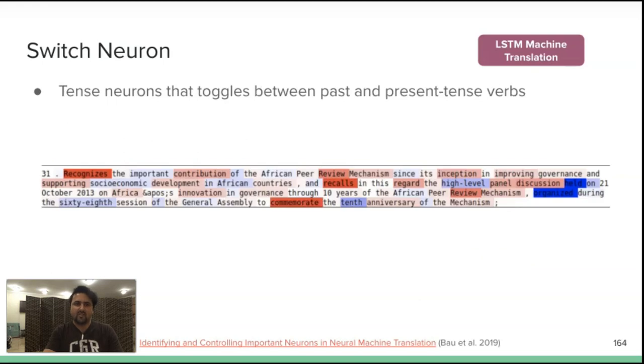One interesting neuron that authors found was a switch neuron, which activates positively for one phenomenon and negatively for another phenomenon. Here you can see that this neuron is activating positively for the present tense verb and negatively for the past tense verb. These are very interesting neurons that we will see later are really helpful in manipulating the system's output. So please remember this and we'll come back to this later.